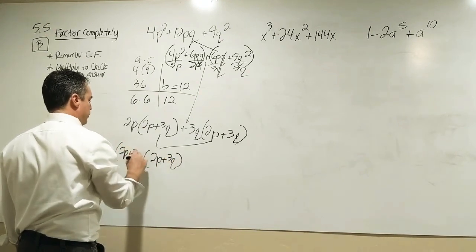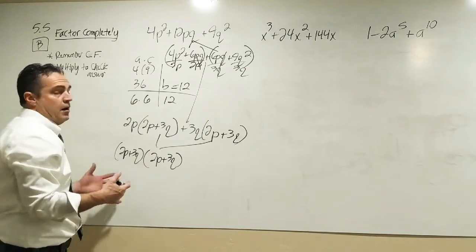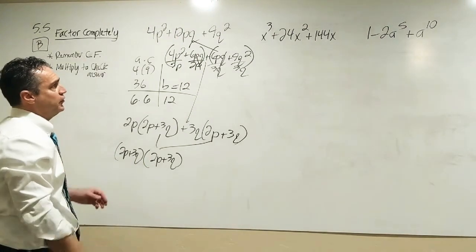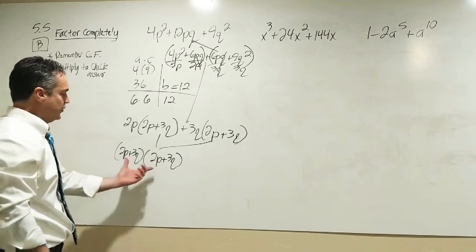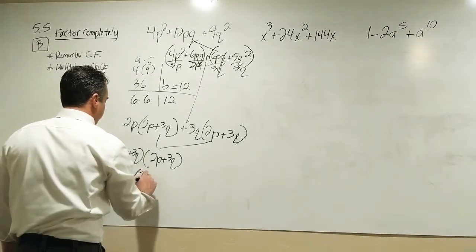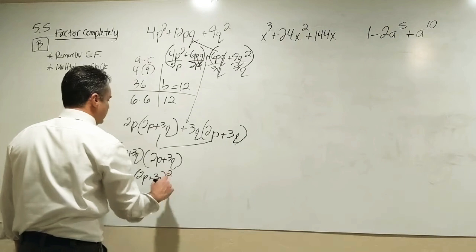Okay? And so I'm going to ask you guys a question. Is this a trinomial square? The answer is yes, because those ended up being the same. You could, in essence, write this as 2p plus 3q quantity squared.